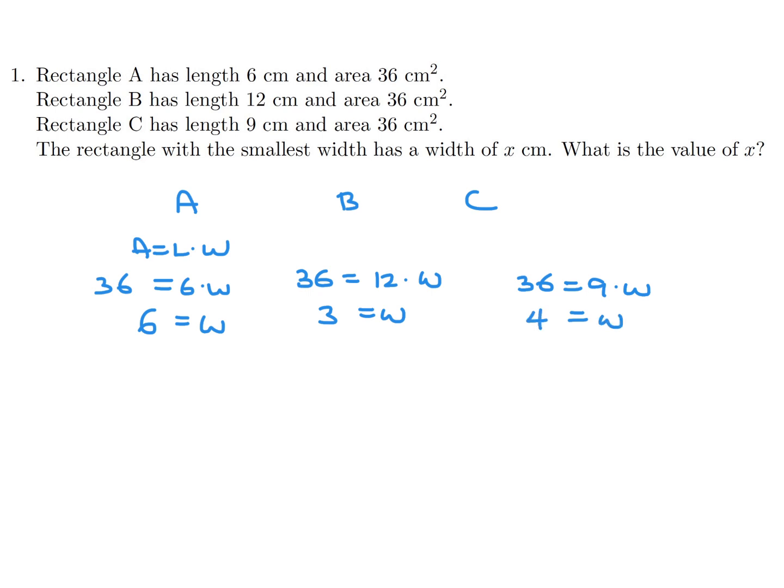So the widths are 6, 3, and 4, and they're saying the one with the smallest is x, so the smallest is that, so therefore x is 3.